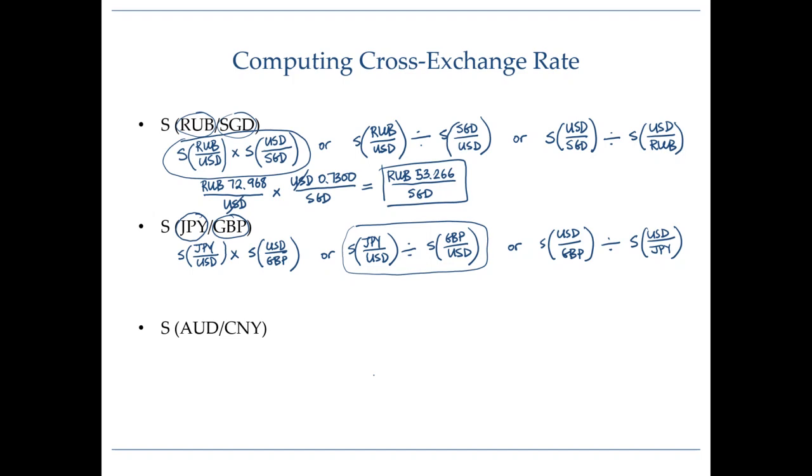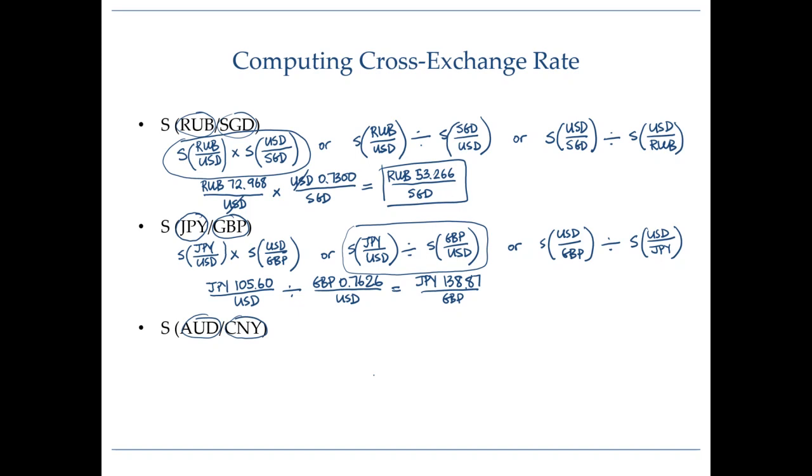Let's say we want to do the second method. For that, we take the Japanese yen price of US dollar, which is given to us, and we see it's 105.6 Japanese yen equivalent to 1 US dollar. We take that and divide it by the British pound price of US dollar, which is 0.7626 British pound per US dollar. From here we see that 1 British pound is worth 138.87 Japanese yen.